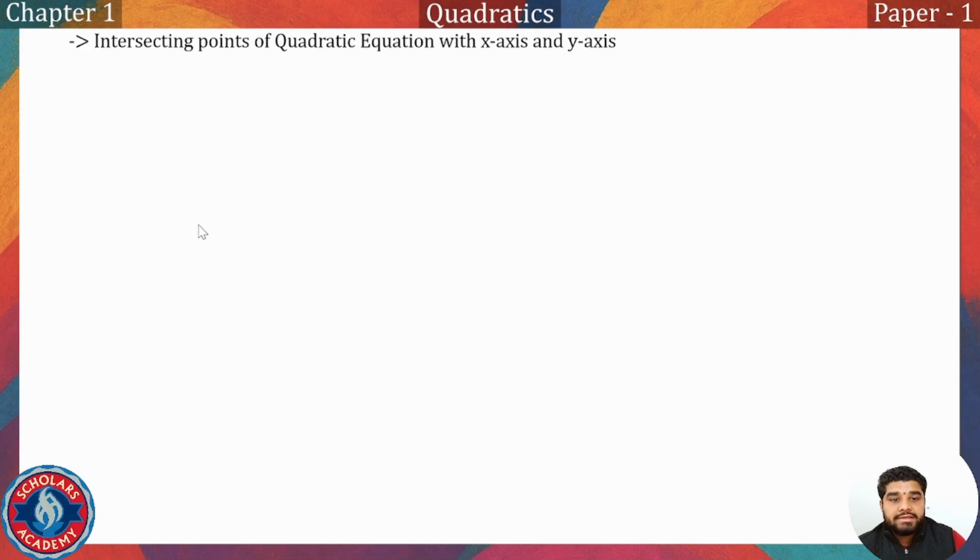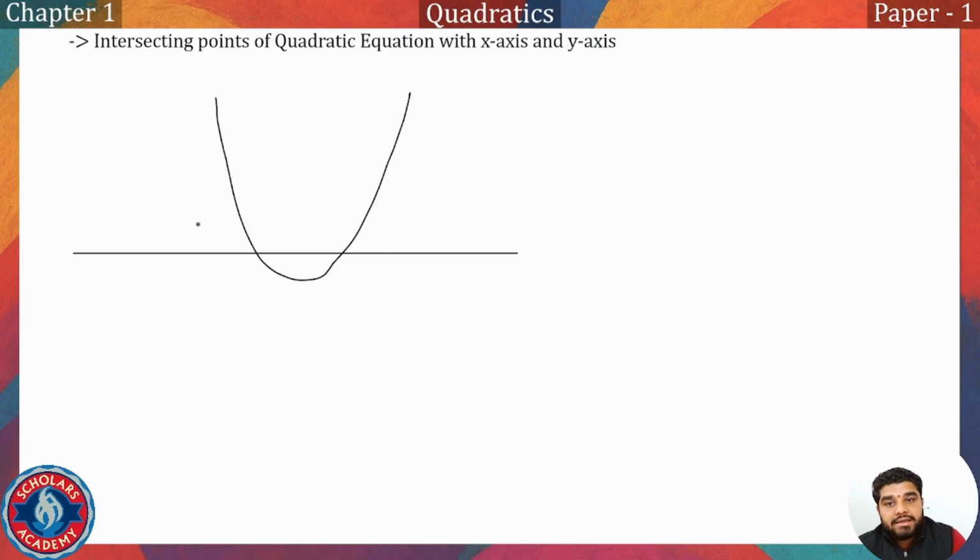Now, what we need to find is the intersecting points of the quadratic equation with the x and y axis. So let's say this is my curve for the quadratic equation. Since it's in 2D, we have a y-axis and x-axis. Now, these 2 points are the intersecting points of the x-axis with the curve, and this is the point of vertex, and this is the point where the y-axis gets intersected with the curve.